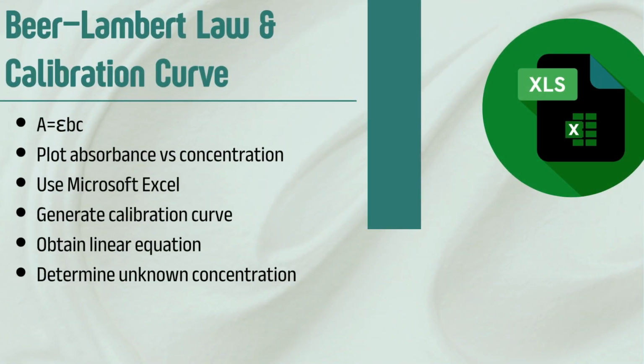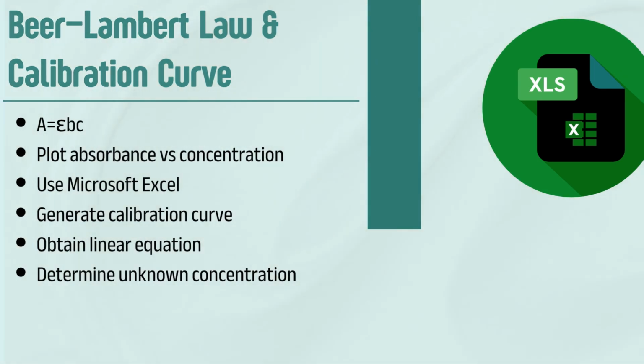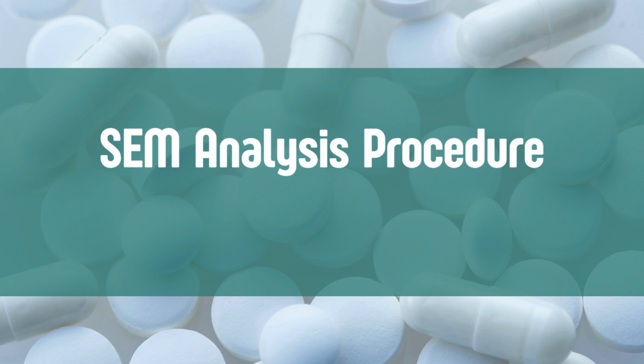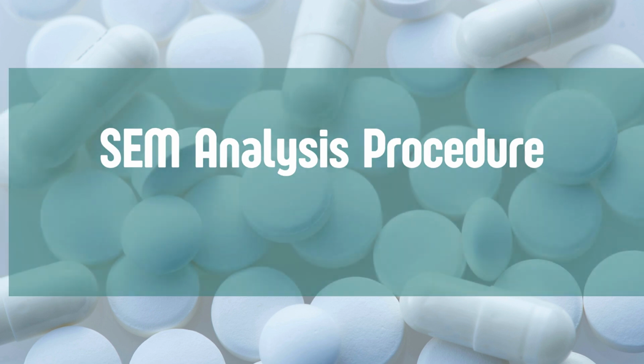To determine unknown concentration, we plot absorbance versus concentration and then use Microsoft Excel to generate a calibration curve. Then we obtain the linear equation and determine the unknown concentration. Next is the SEM analysis procedure.